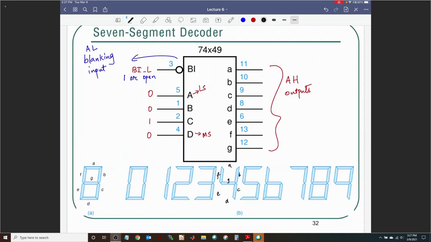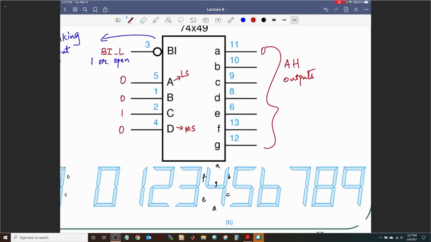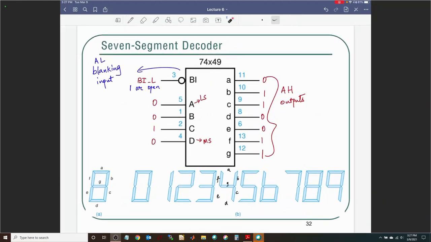So in that way, you can also say A is off, B is on, C is on, D is off, E is off, F is on, and G is on. But for that to happen, you need to have this at 1 or open. If you're curious, you can find more details about this. Just Google 74LS49 data sheet, and you will find all the details about this.